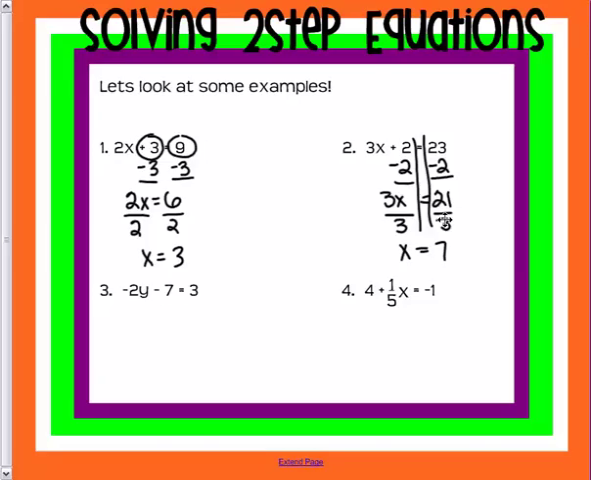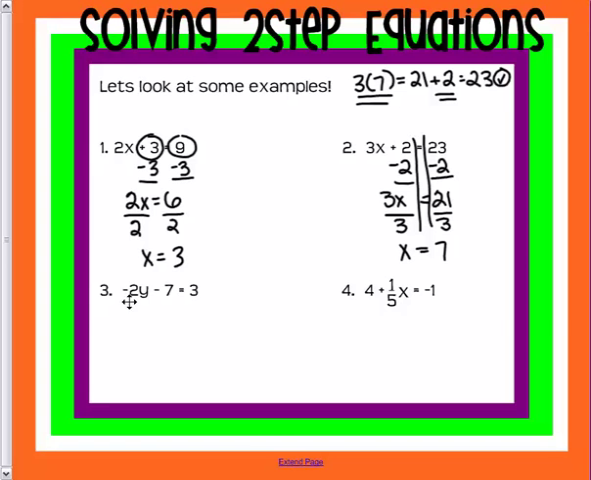Can I check my work on these? Sure, plug 7 back in. So 3 times 7 gives me 21, plus 2 gives me 23, so it works. Okay, and there I used order of operations. I multiplied first, and then I added second. Okay, down here, what's the first step?